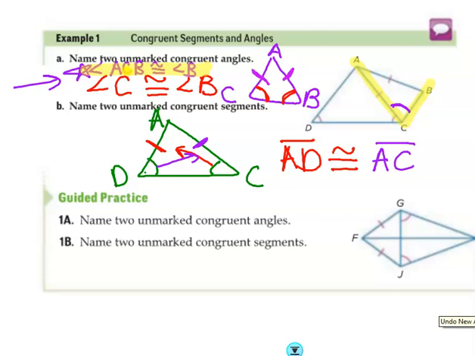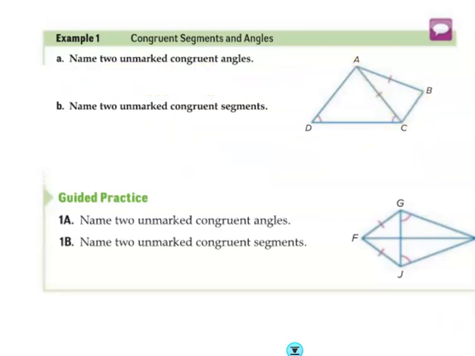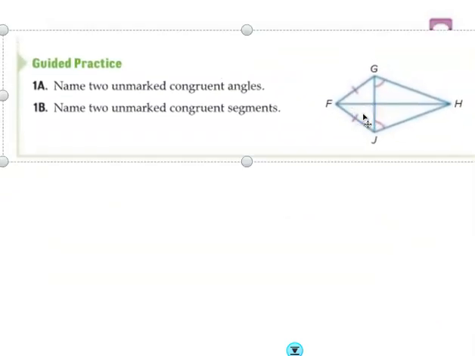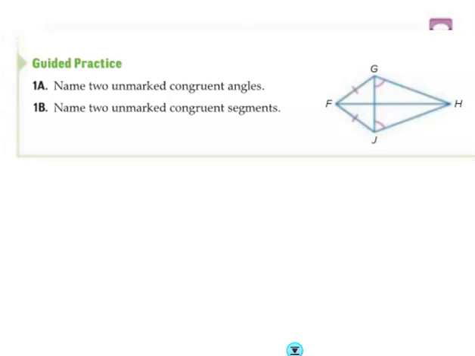All right, now we are going to talk about the guided practice. Let me bring this over and talk about these. So we've got kind of a kite situation. We want to look at the big triangle, and we want to talk about congruent angles. So we've got this one right here, and it has those sides that are congruent. And we're talking about that triangle.